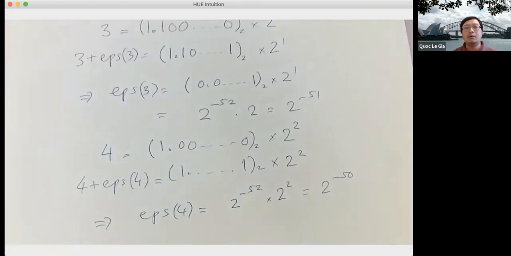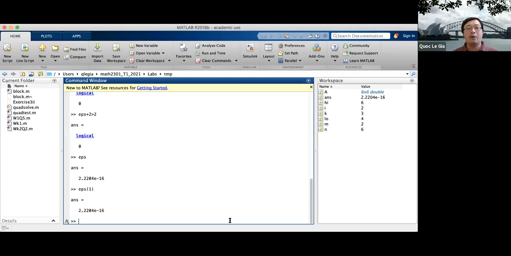So now, let me share the MATLAB with you. Yeah. So epsilon of 4 is this number. And remember, we say our computed value is 2 to the minus 50. Okay, so they're the same. So you get the idea, right?